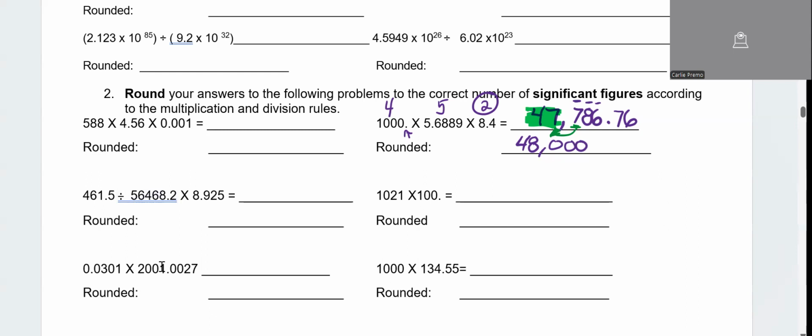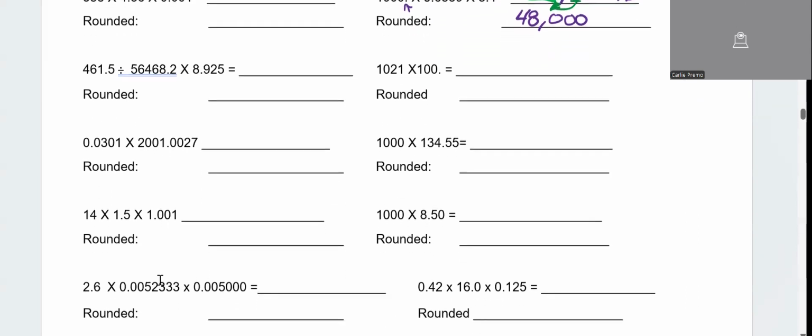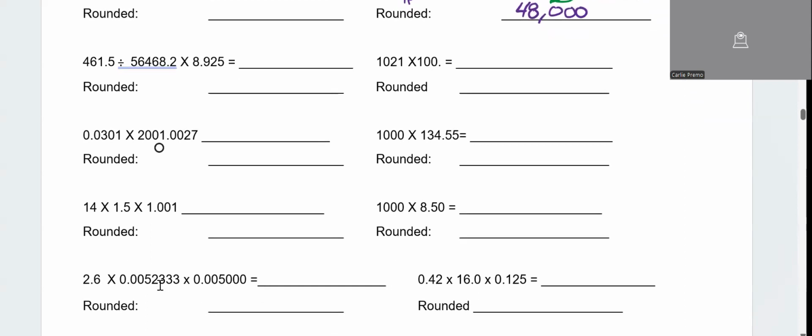I'll do one more example here where we have some leading zeros. So we have some division and multiplication going on here. We'll do this one down here. So this one, 2 sig figs. Here, these leading zeros don't count. So this is 1, 2, 3, 4, 5 sig figs. Leading zeros don't count here. 1, these trailing zeros do count because there is a decimal. So 2, 3, 4. Lowest ends up being 2 sig figs.